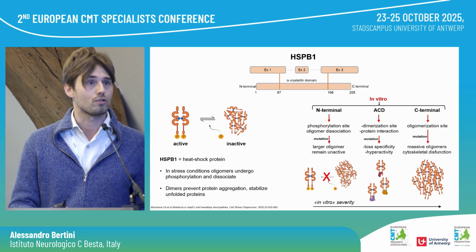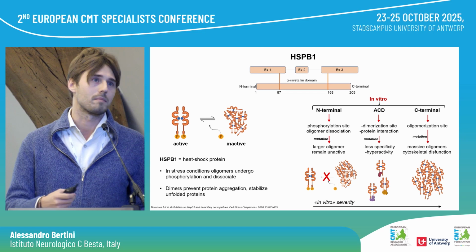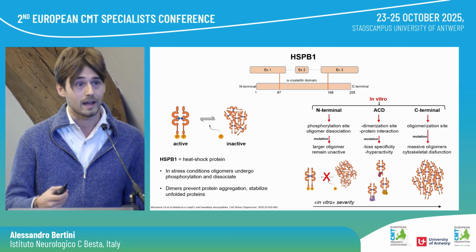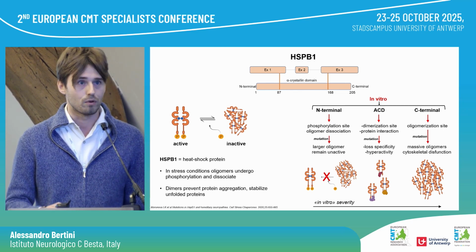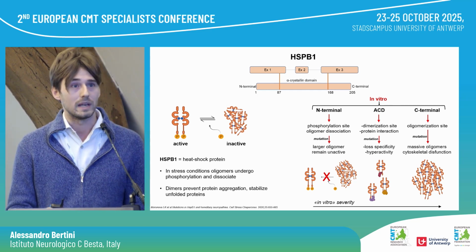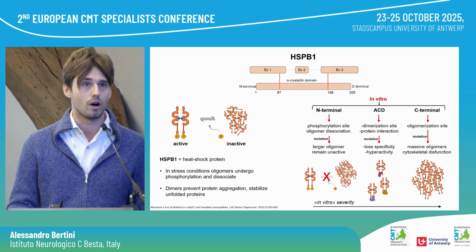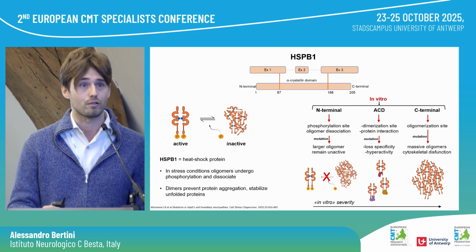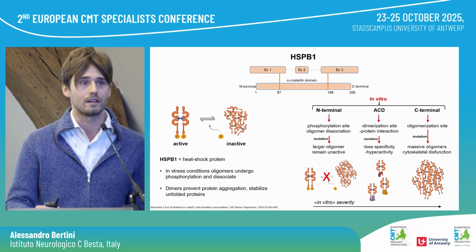In vitro evidence shows that N-terminal variants disrupt the phosphorylation sites that are important for oligomer dissociation. So here we have larger oligomers that remain inactive in cell stress conditions. Mutations in the alpha-crystallin domain involve the dimerization site that is important for the protein interaction with ligands, so we have a loss of specificity for ligands and a hyperactivation of the protein. Eventually, C-terminal variants involve the oligomerization site, so we have here massive oligomers that can also lead to cytoskeletal dysfunction.